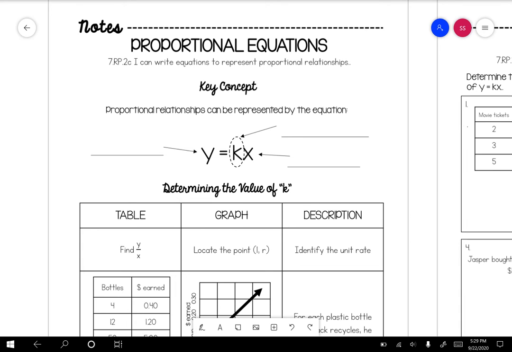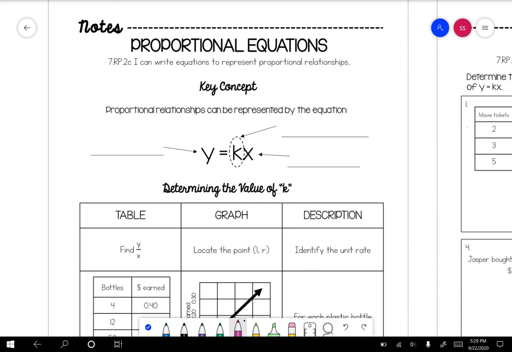Okay, here we go. The next section we're going to do is all about proportional equations. And again, yes, we have seen this before, so it should be kind of a review. And if it doesn't look familiar at all, well, hopefully this will help.